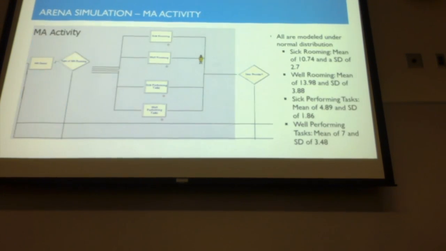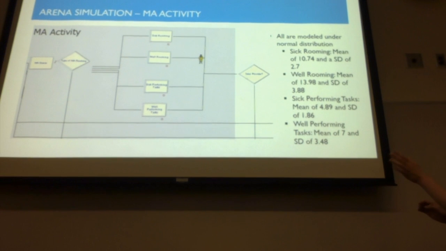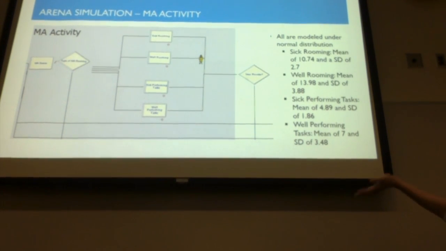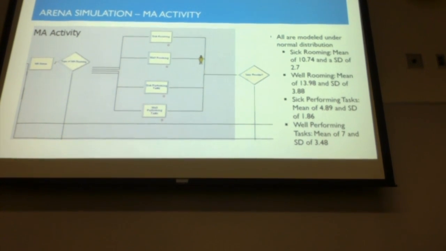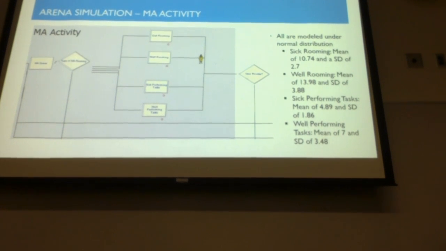And then that goes into the MA activity. Once they arrive, they go into the MA queue, and then they wait for the MA. And once the MA is free, there are 4 types of MA activity that can occur, which is the sick rooming, the well rooming, the sick performing tasks, and the well performing tasks. And once that is done, the well or sick patient then goes into a decision diamond where if they need to go see a provider, they then proceed into the provider activity portion. All the individual activities are modeled under a normal distribution using the mean and standard deviation that we collected during our observations during the second phase.